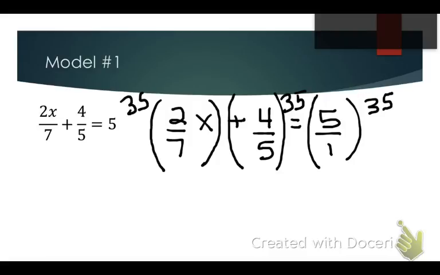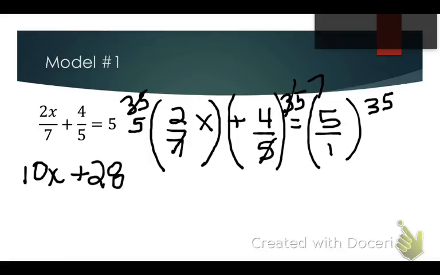Okay. Let's see if you have that done. Okay, we're going to go ahead. 7 goes into 35 5 times. 5 times 2 is 10. So now I have 10x. That looks like it's easier to work with than maybe 2x divided by 7. 5 goes into 35 7 times. I multiply 4 times 7. I get the number 28. Again, looking a little easier to work with.